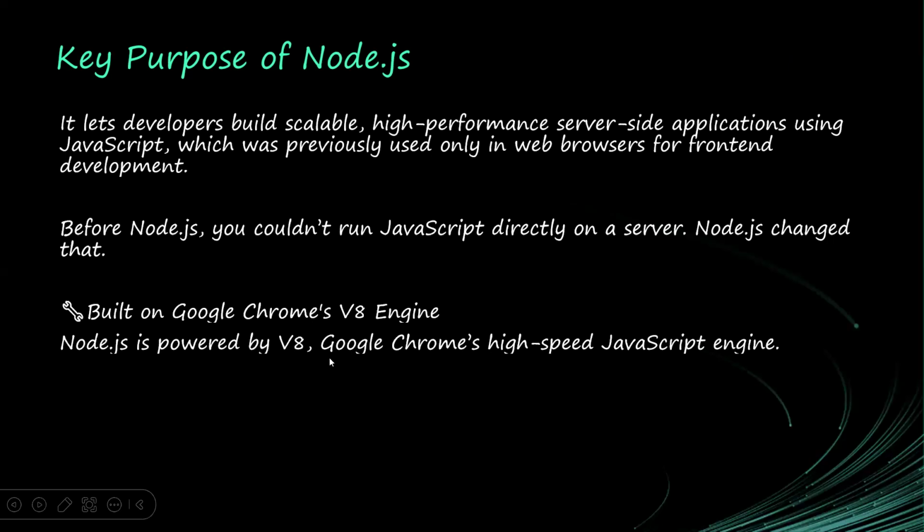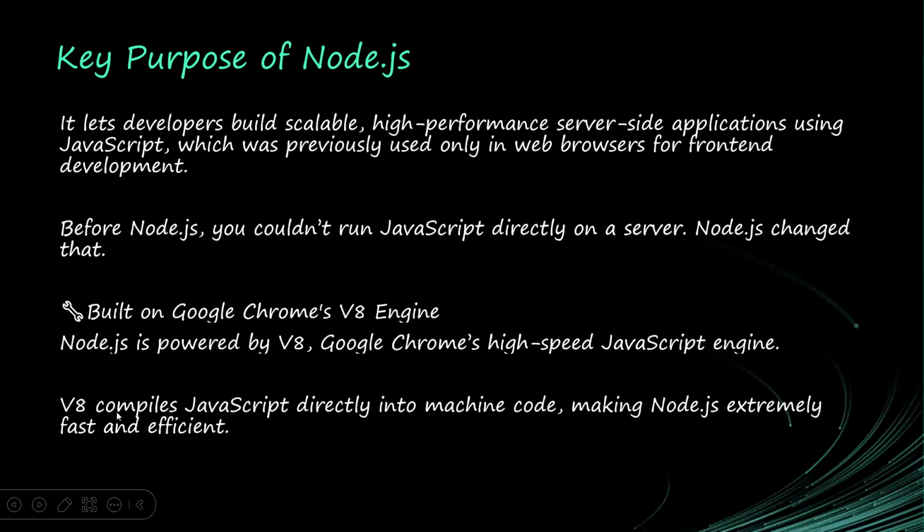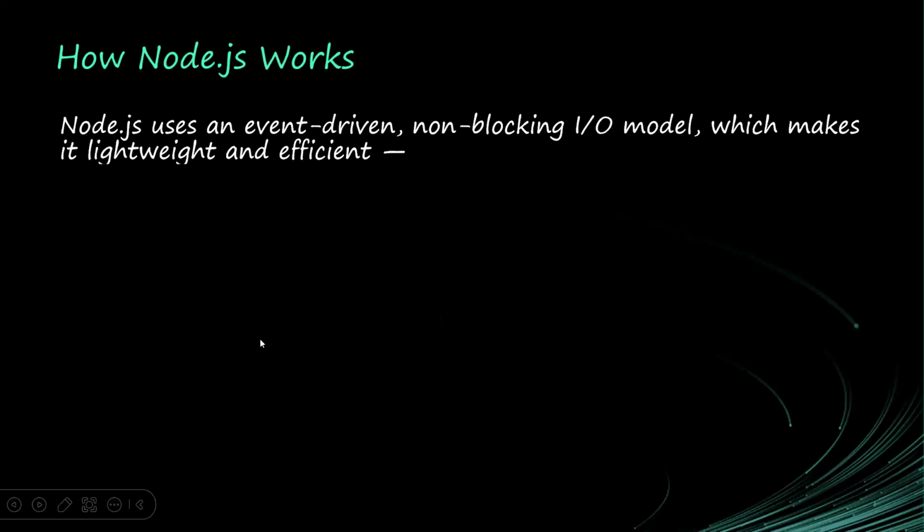Node.js is built on Chrome's V8 engine. Node.js is powered by V8, Google Chrome's high-speed JavaScript engine. So this was actually built on top of a product of Google, all right? So the V8 engine compiles JavaScript directly into machine code. When you write your JavaScript code, the browser uses its V8 to compile it. With Node.js, Node.js also uses the V8 engine to compile JavaScript directly into machine code, making Node.js extremely fast and efficient.